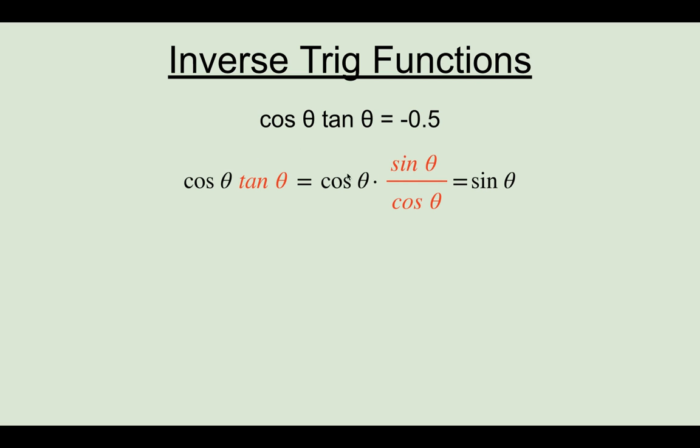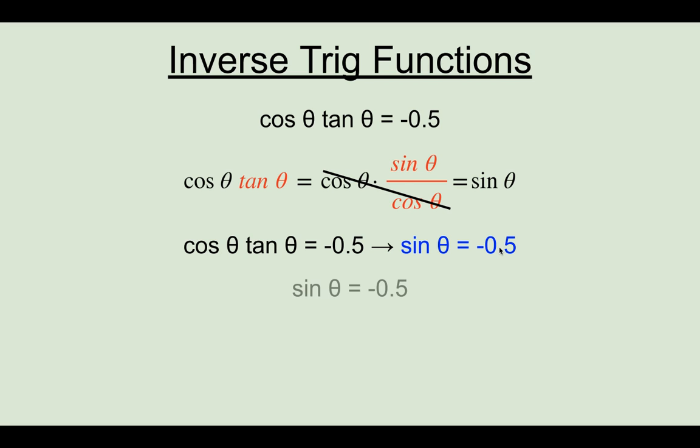So tan theta is the same thing as sine over cosine. Well, what do you notice? These cosines will divide out, and you're left with sine. So cosine tan is the exact same thing as sine. So that means this equation can be written as sine equals negative 0.5.